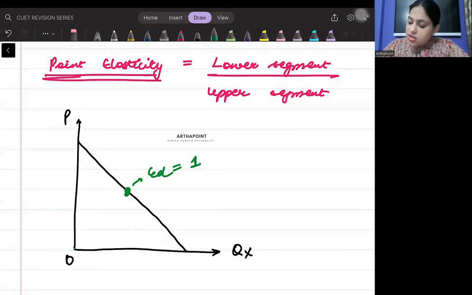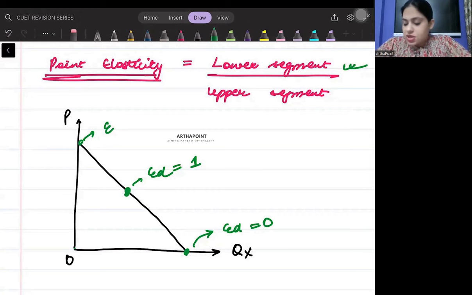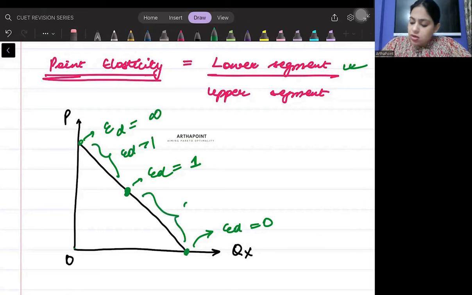नाउ ट्राई टू सी हियर, बेटा हियर द लोअर सेगमेंट इज नॉट देयर, तो इलास्टिसिटी ऑफ डिमांड इज 0. Here elasticity of demand पूरा ही lower segment है, divided by 0, there is no upper segment, so elasticity of demand is infinity. In this region it is more than 1, in this region it is less than 1.